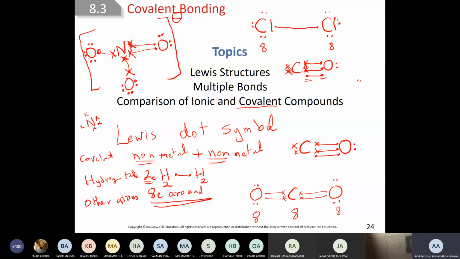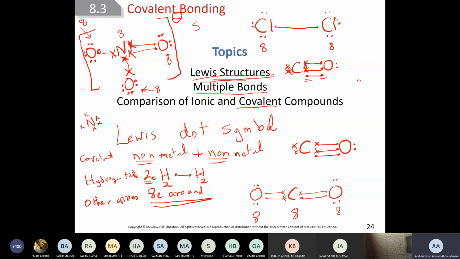Now, count how many electrons around nitrogen? 8. How about this oxygen? 8. How about this oxygen? 8. How about this oxygen? 8. This is how to draw Lewis structure for molecules. I want you to know how to draw Lewis structure. And from this, you'll find if there is single bond or multiple bond.